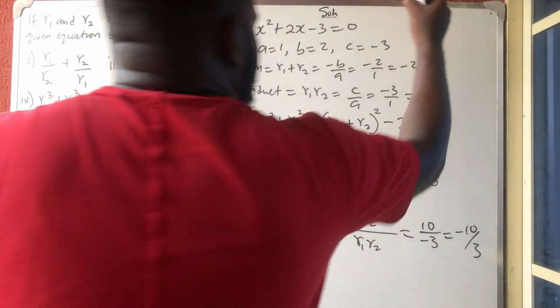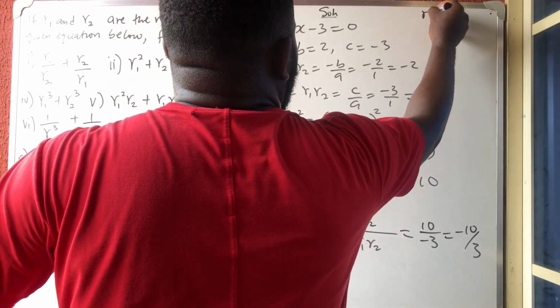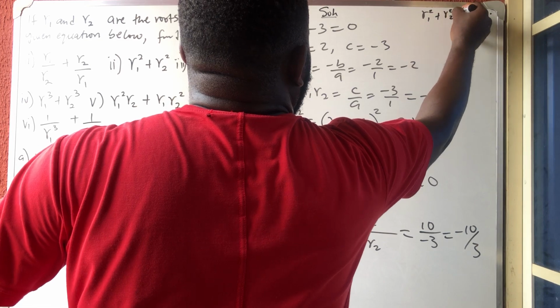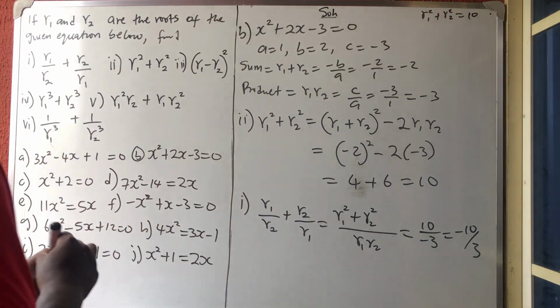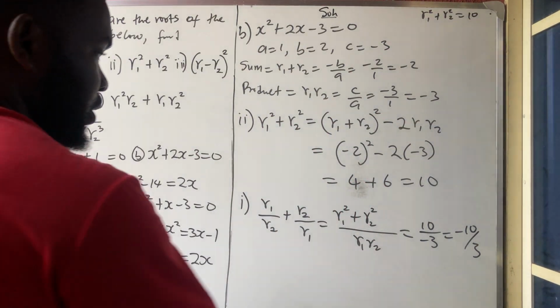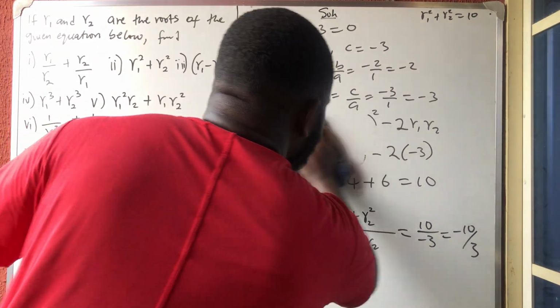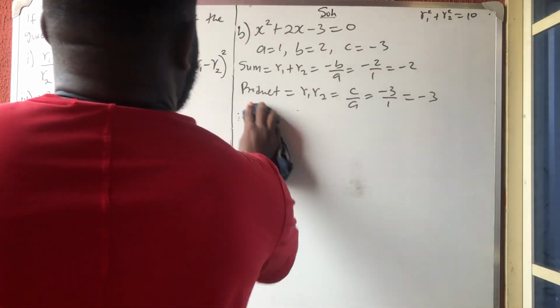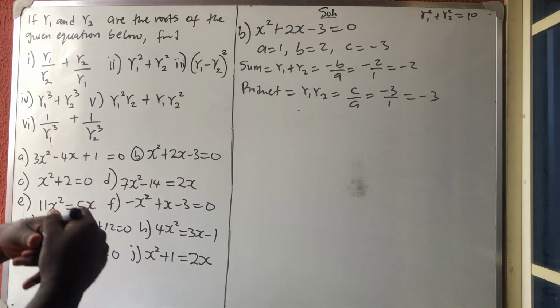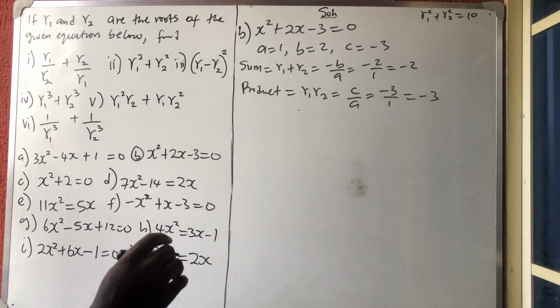Okay, so we want to write it out that I got R1 squared plus R2 squared as 10. I just want to write it out because I will still be using it. Okay, so the next one, you can actually solve it like this. So you can actually get this one first before any other one. It's very okay.